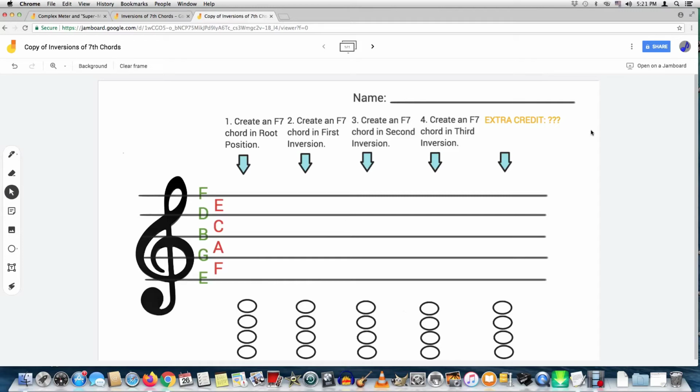Hello students. This week we're going to be working with seventh chords and their inversions. So I have to tell you what a chord is. So first of all, a triad is an example of a chord.